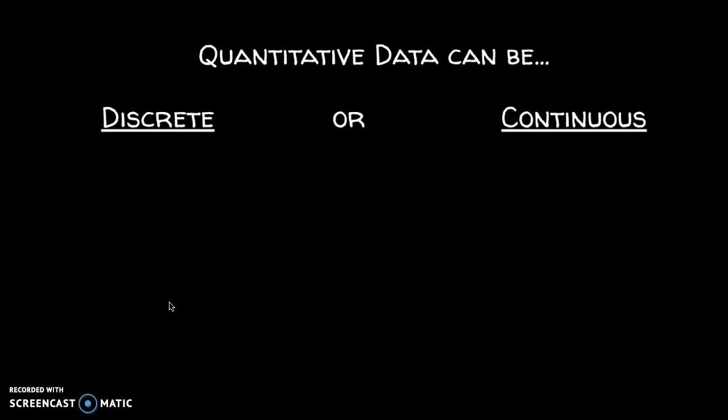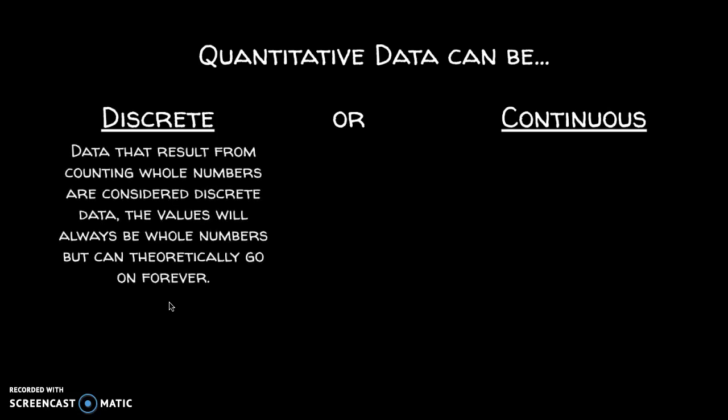We can further break down quantitative data into discrete or continuous data. Discrete data result from counting whole numbers and that are considered discrete data. The values will always be whole numbers, but can theoretically go on forever. So we get discrete data when we count whole things like people, right? Or the number of eggs a hen lays, or the number of cars parked in a parking lot.